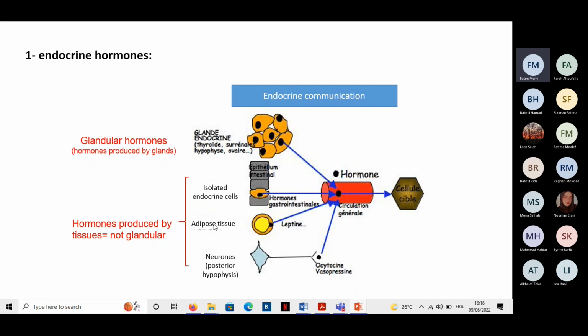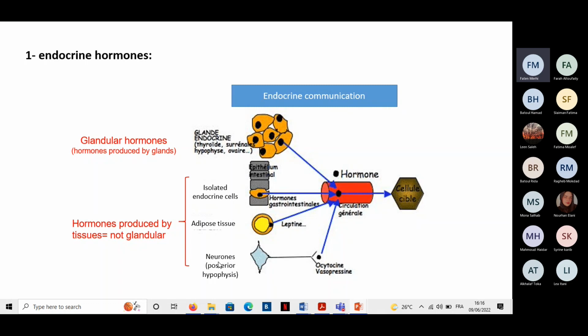Also the adipocytes, which are the cells of the adipose tissue, produce leptin. This is the hormone that regulates the feeling of hunger and the need to eat or not in the body. This is an endocrine hormone also. So they have the possibility to produce endocrine hormones, and they are not glands.